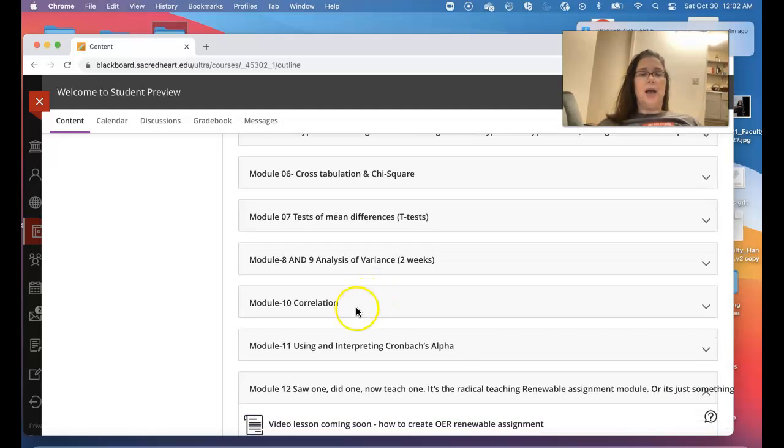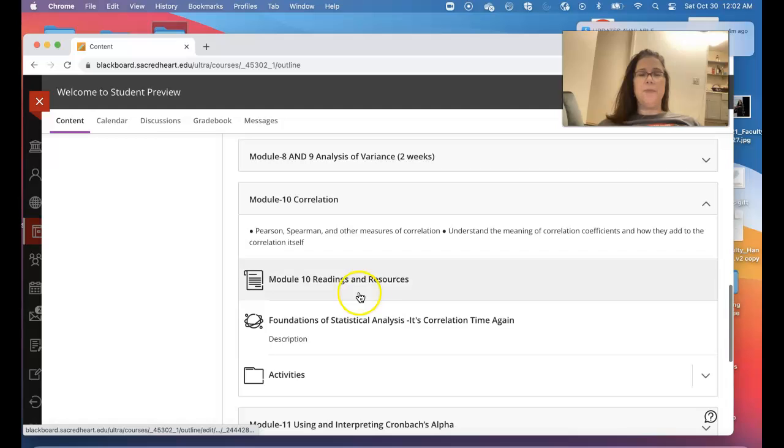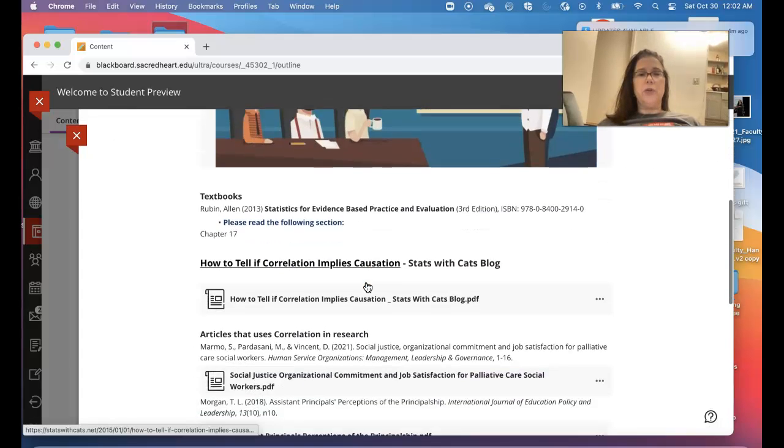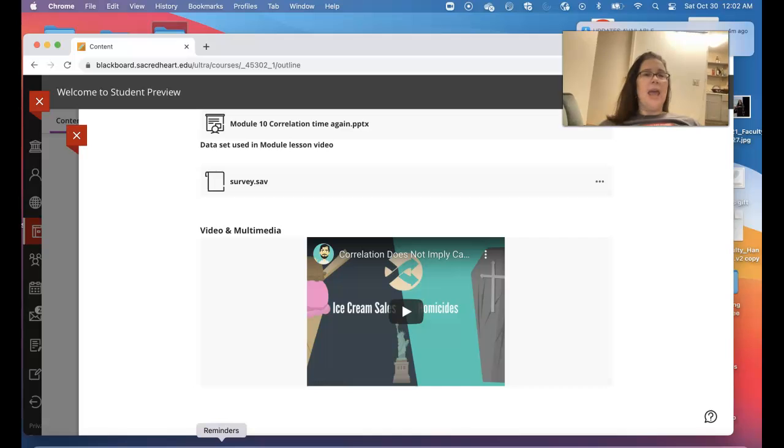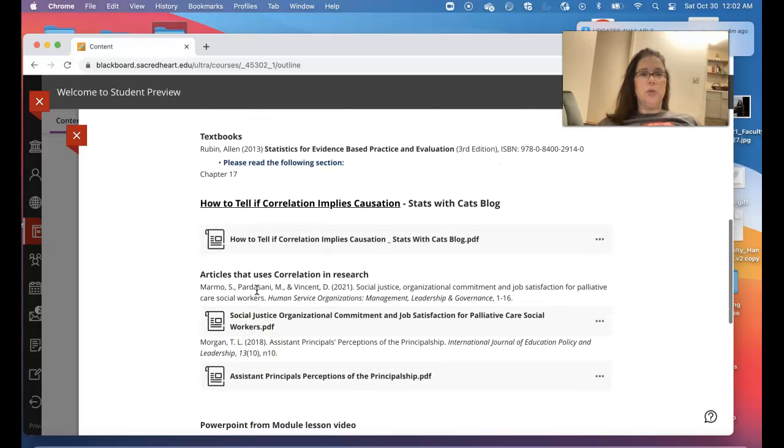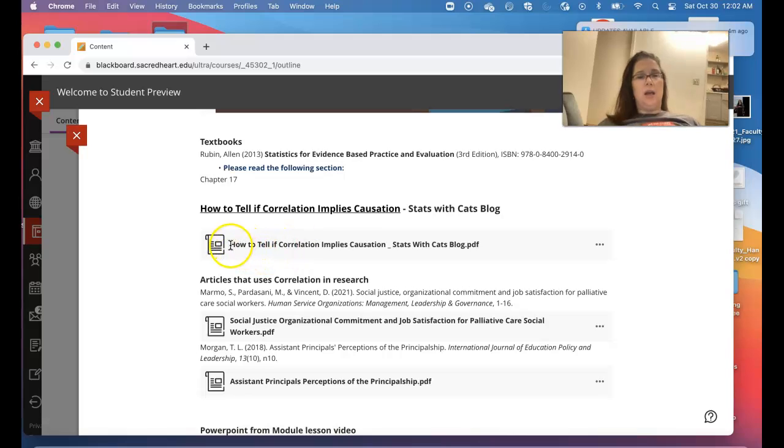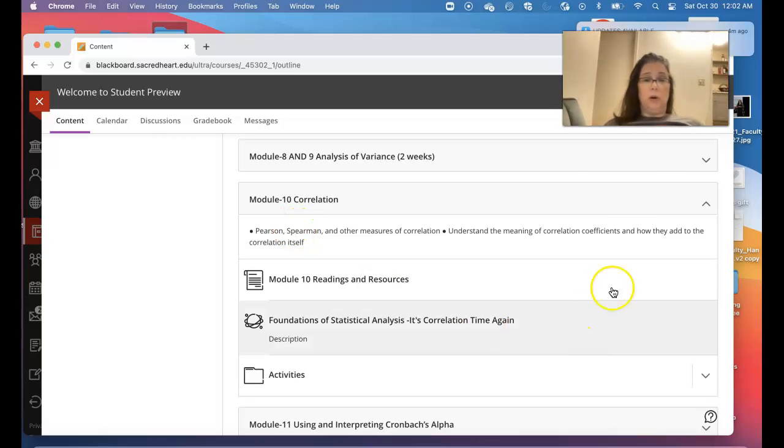So a couple of things. Let's just go straight into Module 10. We have some readings and resources for you to go through. And I think in particular you will like the quick little article I found on how to tell if correlation implies causation from the Stats with Cats blog. A few of you, I've seen some cats in your Zoom calls. Perhaps they would like the Stats with Cats blog. It's actually pretty good.